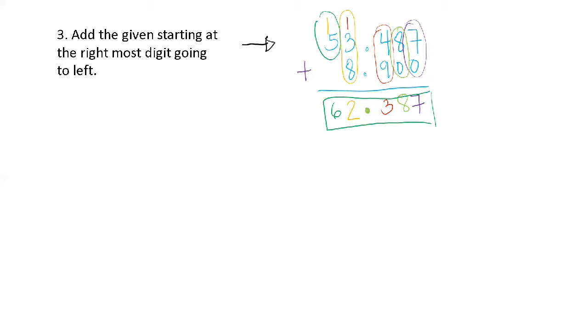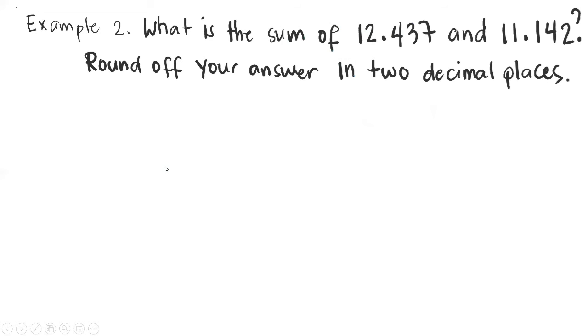For our next example, ay i-apply naman natin yung ating learnings about rounding off. So here in our example number 2, what is the sum of 12.437 and 11.142? Round off your answer in 2 decimal places.